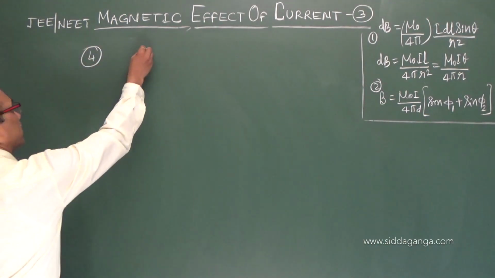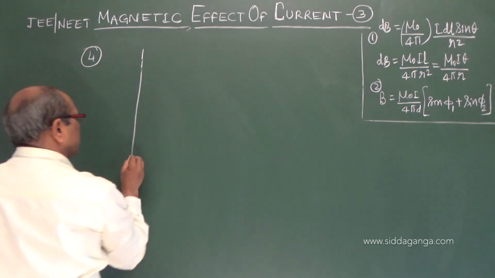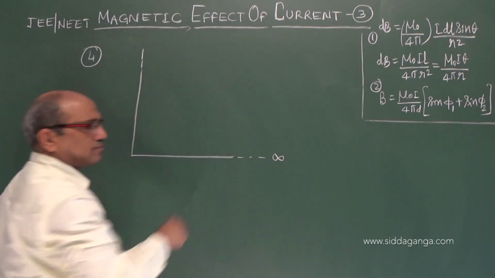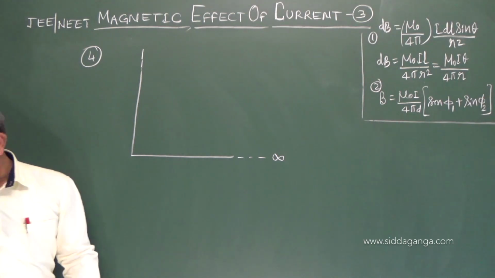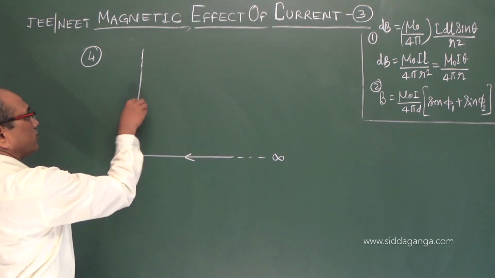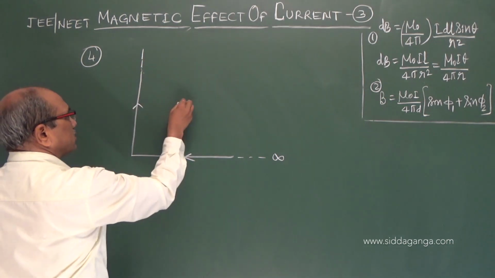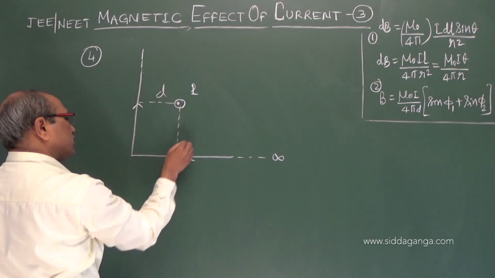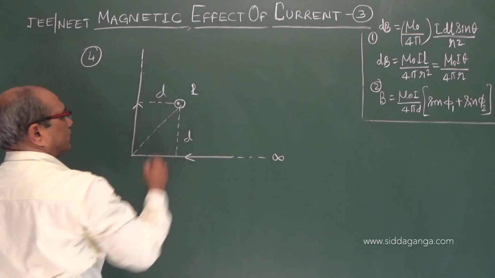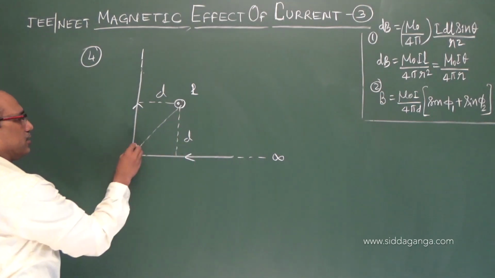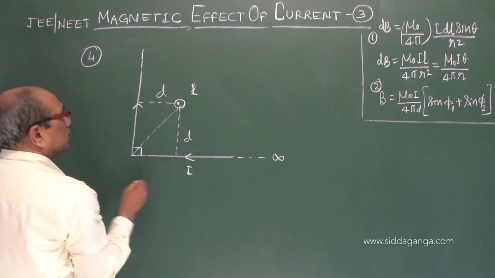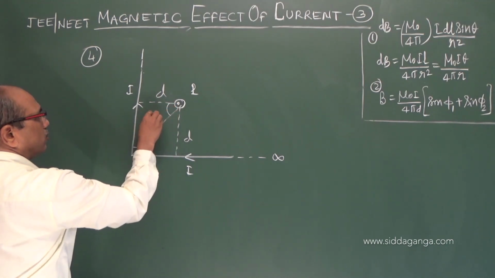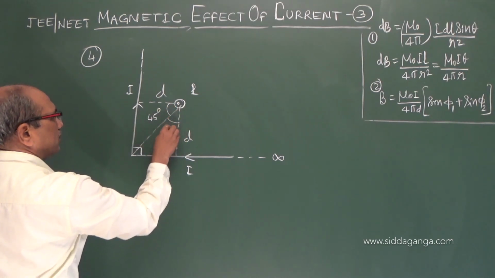Let us take the example of an infinite length wire, extended to infinity, with current traveling in it. Let us consider a point P at a distance D, and there is another wire also at distance D. Now imagine what happens here. It is 90 degrees, the current is I, and here it is also I. D is already given, but this angle becomes 45 degrees and this one is also 45 degrees.